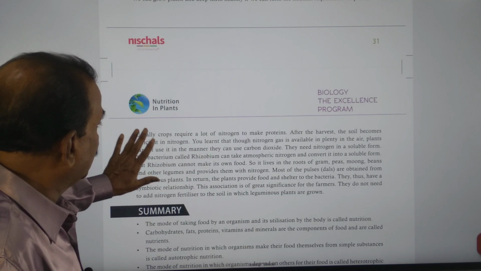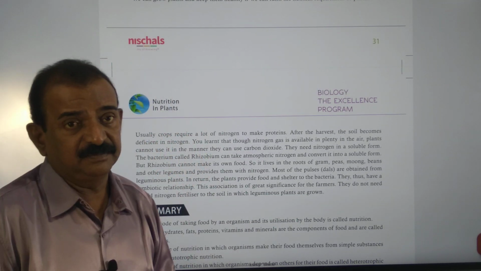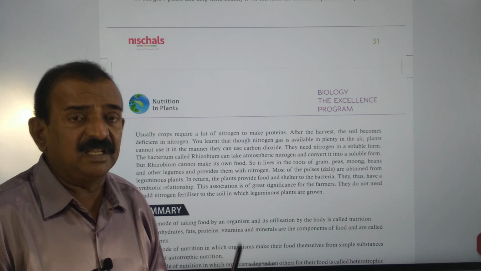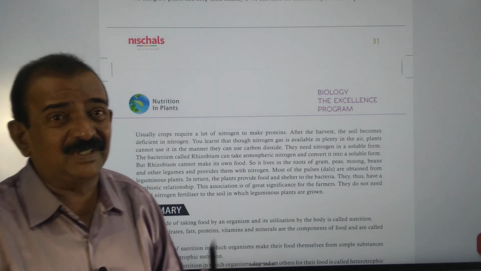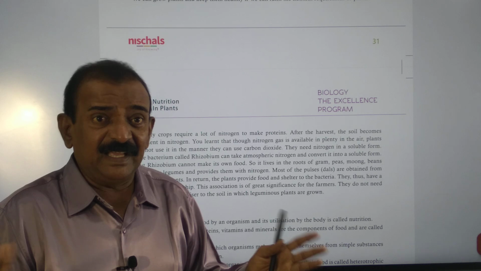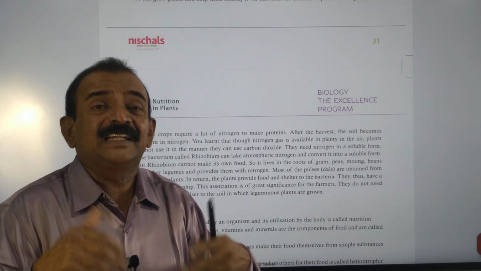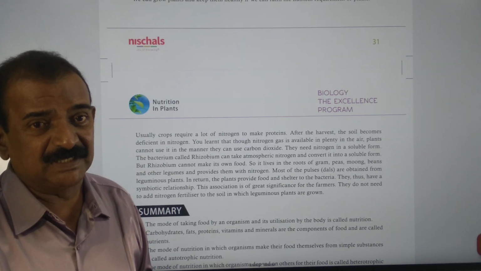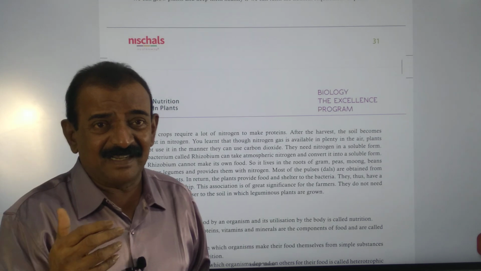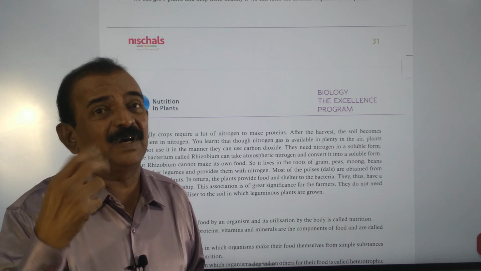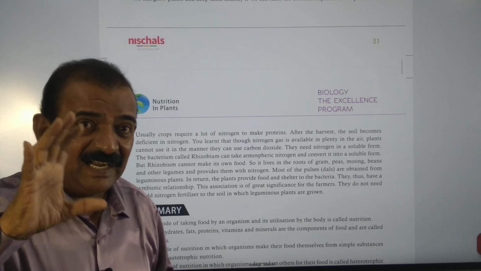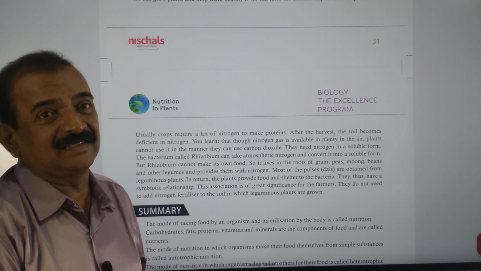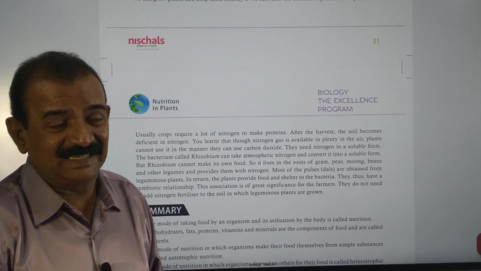Here you see, usually crops require a lot of nitrogen, and I told you plants are not in a position to absorb the nitrogen that is present in the air. They can take carbon dioxide in gas form during the process of photosynthesis, but nitrogen they cannot absorb in gas state. That nitrogen should be converted into nitrates, then only can they take the soluble nitrates from the soil.